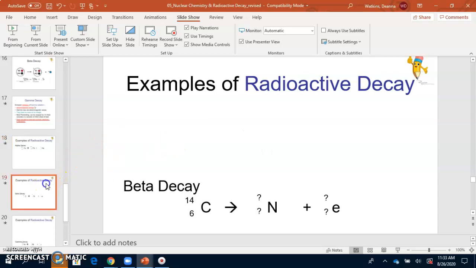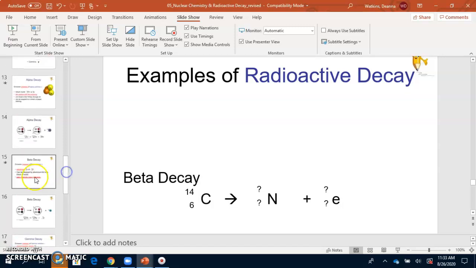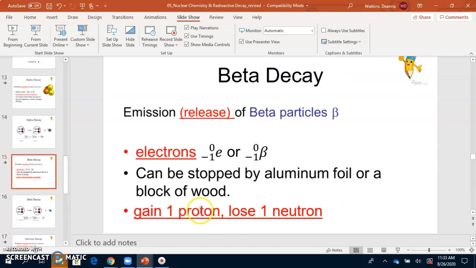Now let's look at an example of beta decay. With beta decay, we are losing an electron. But remember, losing an electron means that we are gaining a proton and we're losing a neutron.